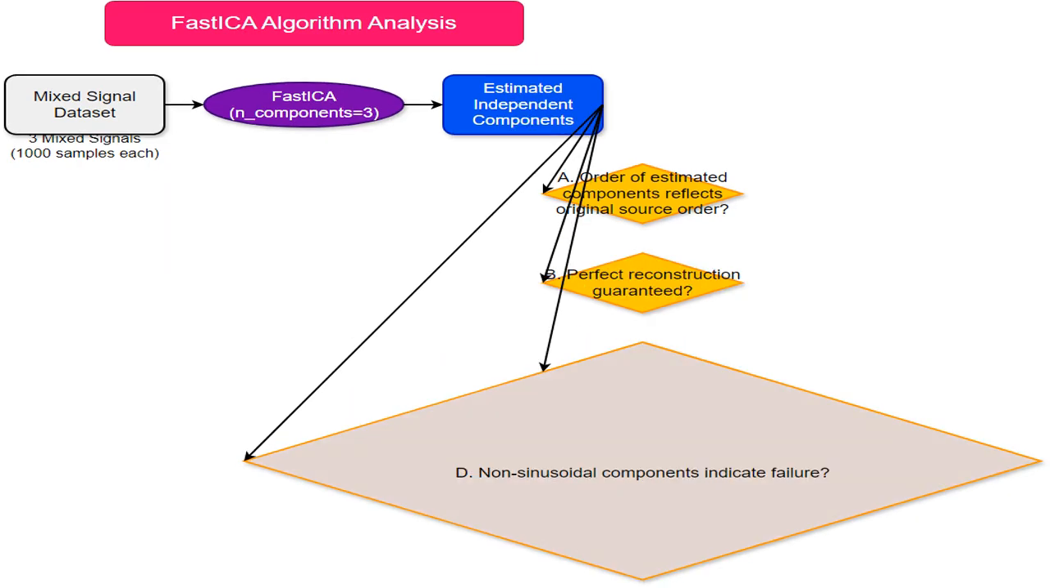I'm testing if non-sinusoidal signals after the ICA process automatically means failure. The answer is no. While I might expect sinusoidal waves, the algorithm could separate other forms of independent signals.